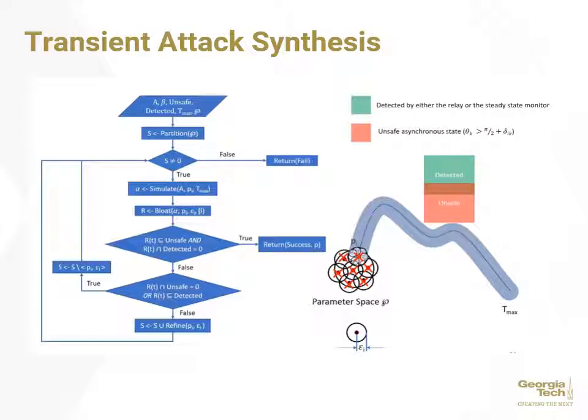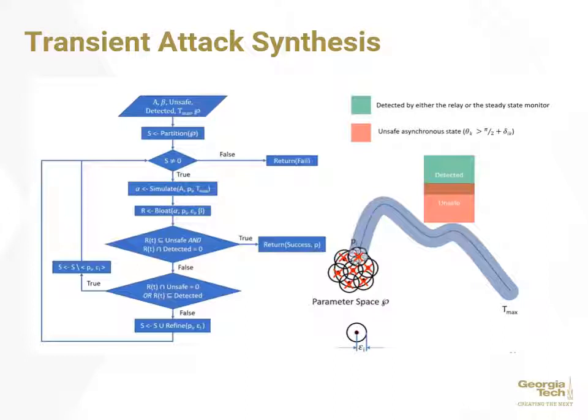If you look at this algorithm, you can see that the input to the algorithm is the automaton model, and then you can see the discrepancy functions for the different modes. You can see the unsafe set, the detectable set, the time horizon T max, and the set of parameters P. The algorithm maintains a data structure S, which is a cover of the parameter space P. S is a collection of pairs of Pi and Ei, so the compact parameter space P is contained in the union of the balls B of Pi, Ei.